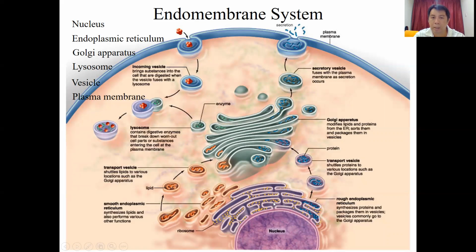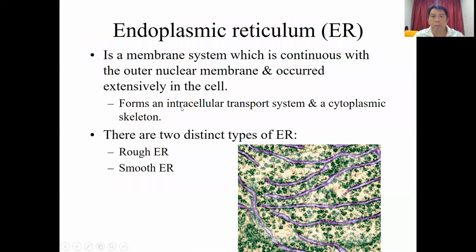Endo means inside, internal. So the endomembrane system actually consists of the nucleus, endoplasmic reticulum, which includes the rough ER and the smooth ER, Golgi apparatus, lysosome, vesicles, and also the plasma membrane. Okay, endoplasmic reticulum, as you know, has two distinct types: the rough ER and the smooth ER.